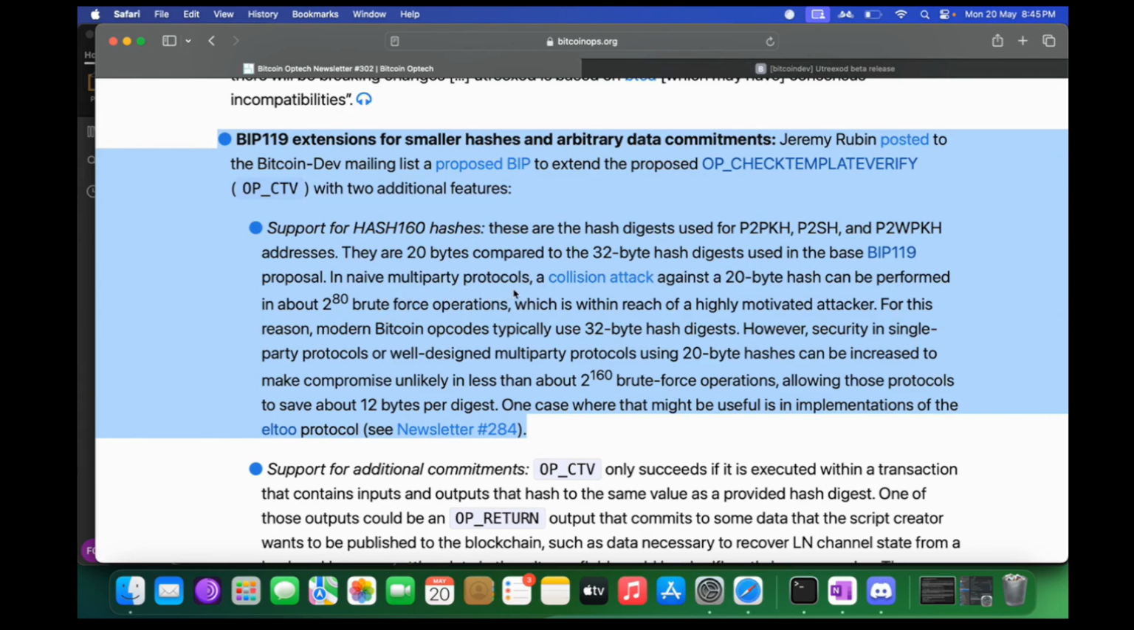In naive multi-party protocols, a collision attack against a 20-byte hash can be performed in about 2 to the power 80 brute force operations, which is within the reach of a highly motivated attacker. For this reason, modern Bitcoin opcodes typically use 32-byte hash digests. However, security in single-party protocols or well-designed multi-party protocols using 20-byte hashes can be increased to make compromise unlikely in less than about 2 to the power 160 brute force operations, allowing those protocols to save about 12 bytes per digest. One case where that might be useful is in implementations of the L2 protocol.